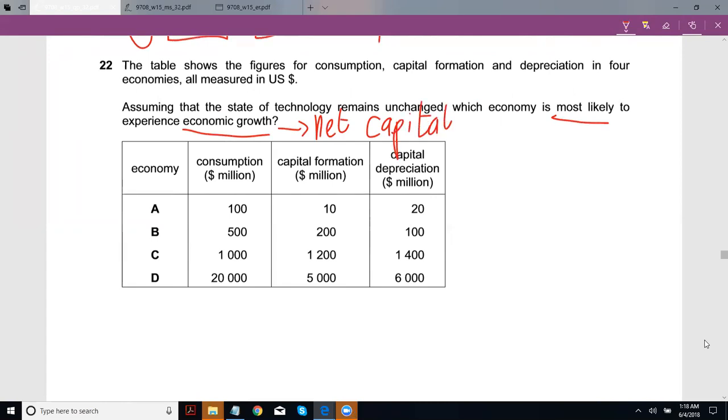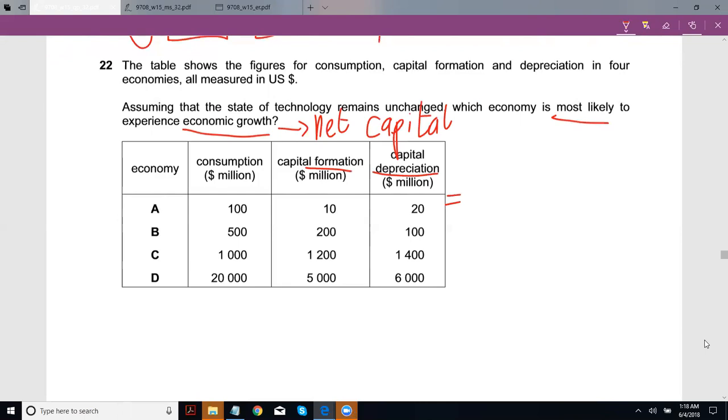Consumption won't really affect you that much because that's like you consumed. It might have some actual growth benefits, but not really potential growth. That will come about by capital, but you have to look at net capital, which is the capital formed minus the capital that basically depreciated. So the capital that is now obsolete, that's no longer being used.